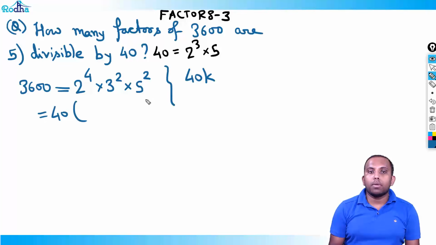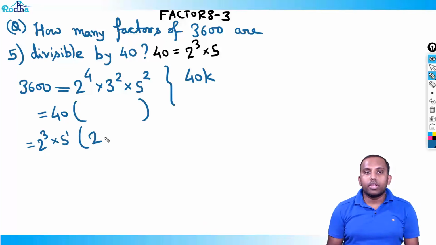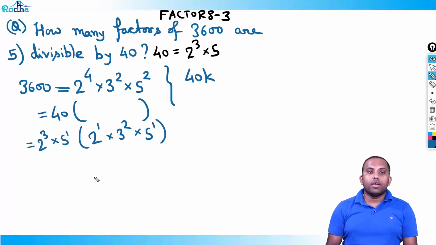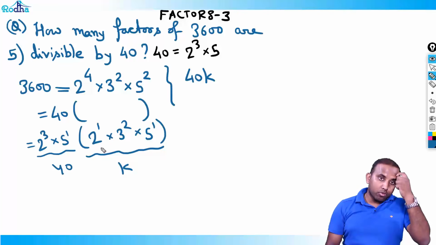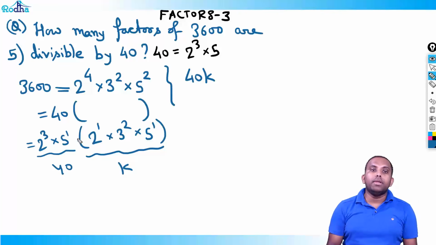Taking 40 as common, I'll take 2 cube into 5 as common, right? So what is left inside? 2 raised to 1 into 3 square into 5 raised to 1. This is left inside. So this is my 40 and this is my k. So again the logic is same. All the factors of k when multiplied by 40 will become of the form 40k, so they will be divisible by 40, right?